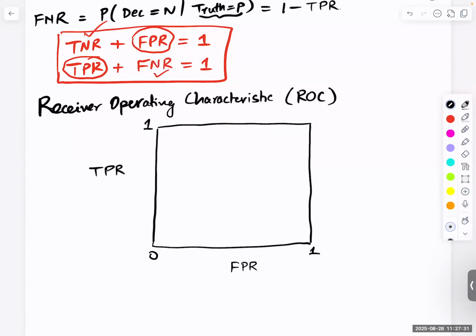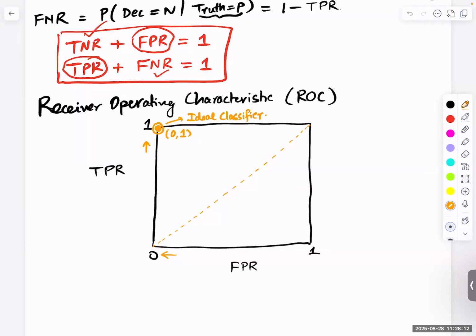Where do we want to be ideally? Ideally, we want the false positive rate to be 0, and the true positive rate to be as high as possible. So this is the point (0, 1). This is the ideal classifier, which has a false positive rate of 0 and a true positive rate of 1. This line, which is the diagonal line, is the random guess line.